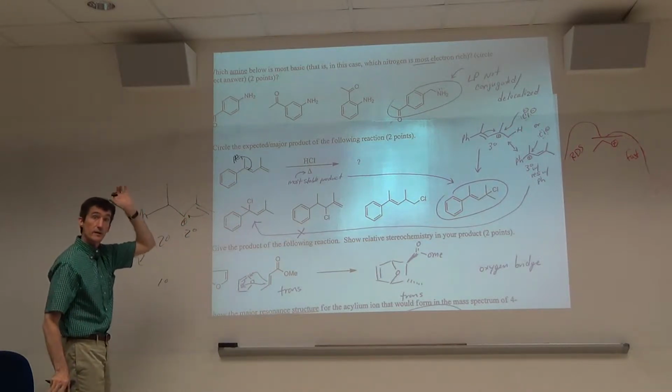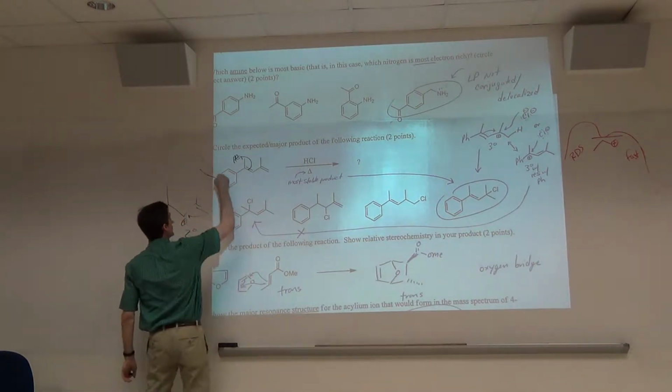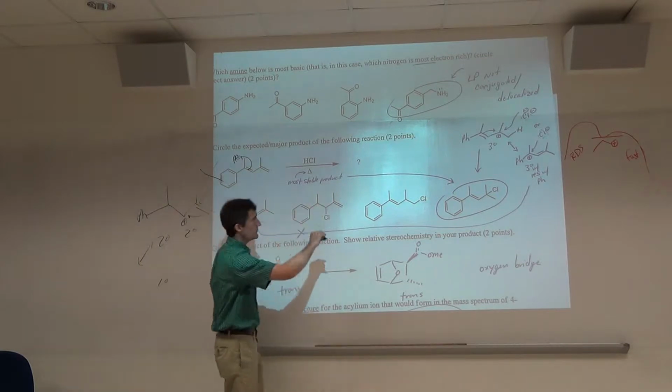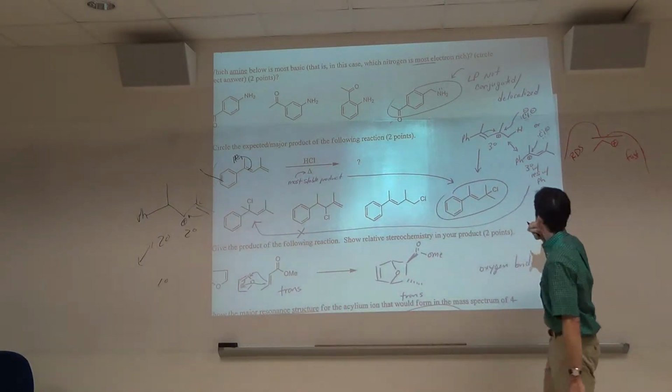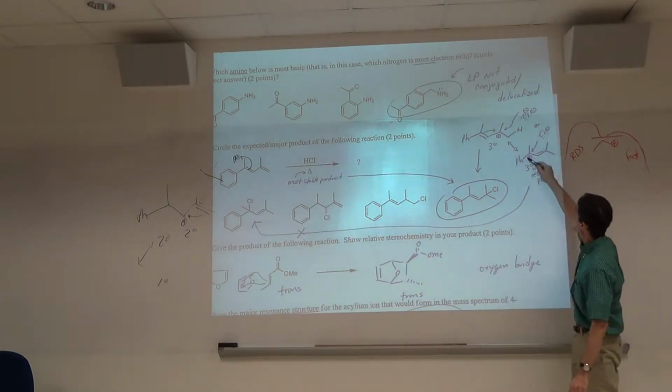It's another cation over there. So you're not going to do this way. You're going to go this way. And then chlorine can add to either position. If it adds there, it's 1,2. If it adds here, it's 1,4.